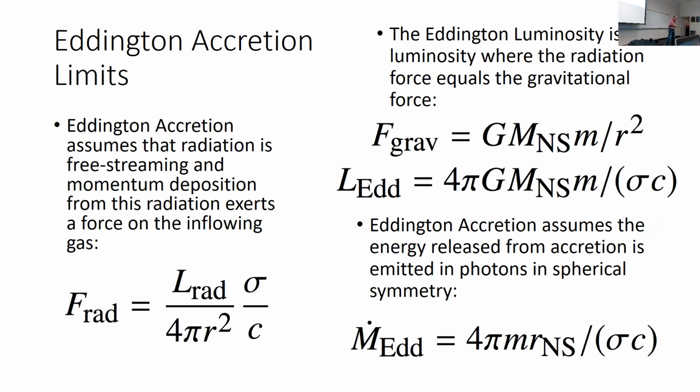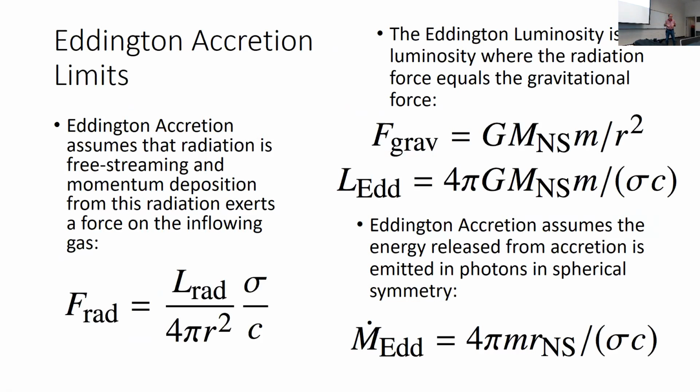What Eddington did was he said, look, if I have something that is emitting radiation, I have a force that's pulling it in, which is gravity. I have a force that's pushing out, which, if it's a free streaming solution, is the radiation scattering and giving some of its momentum to the inflowing material. I'm comparing the radiative force to the gravitational force. So the radiative force is right here, this F_rad. It's the luminosity divided by 4 pi r squared. That's just making it spherical, so I'm assuming a spherical approximation.